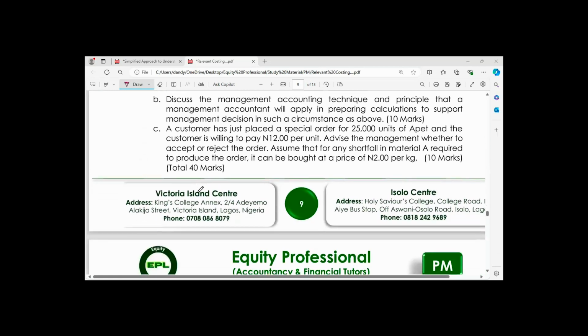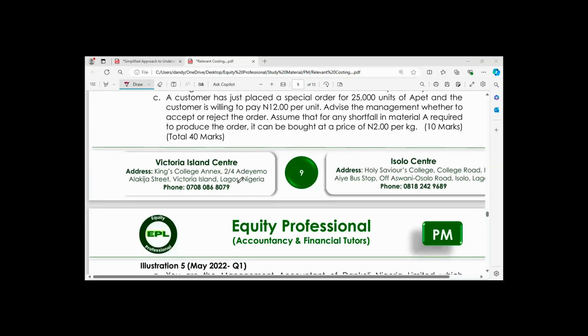B. Discuss the management accounting technique and principle that a management accountant will apply in preparing calculations to support management decision in such a circumstance as above.